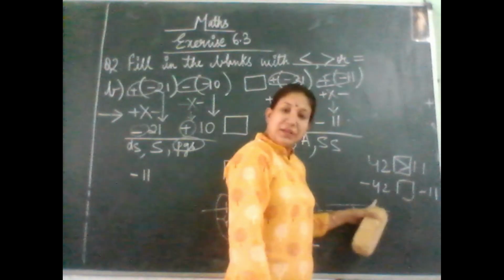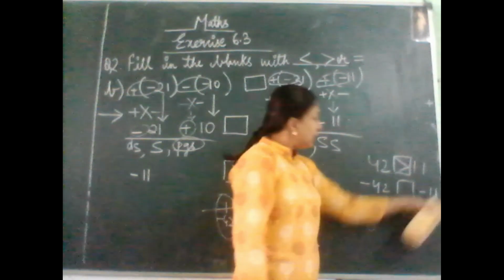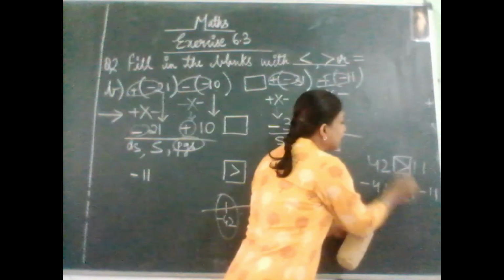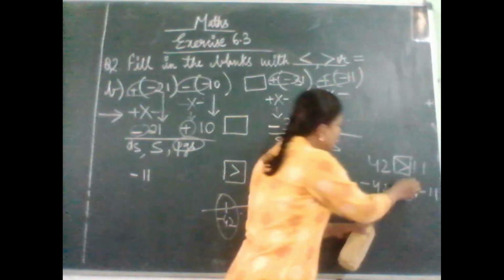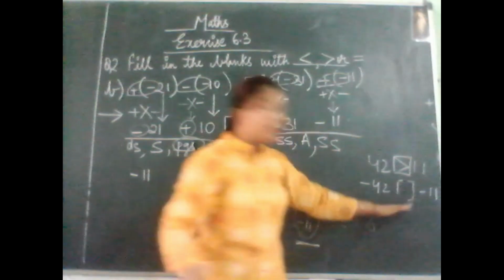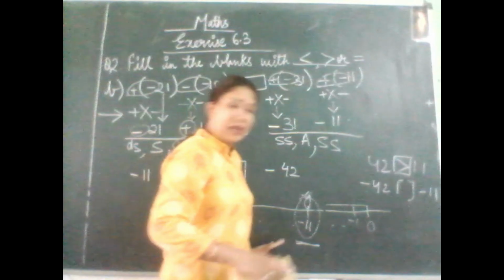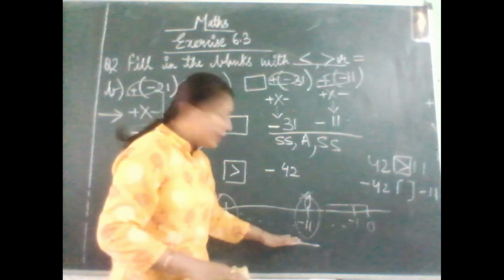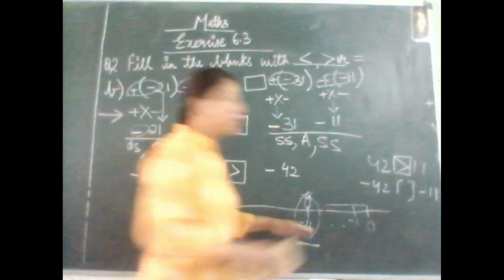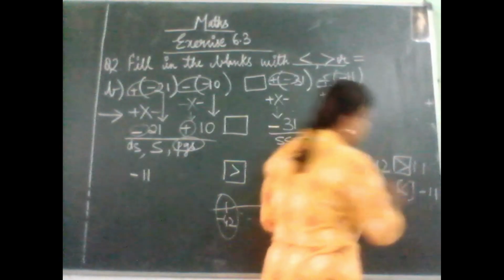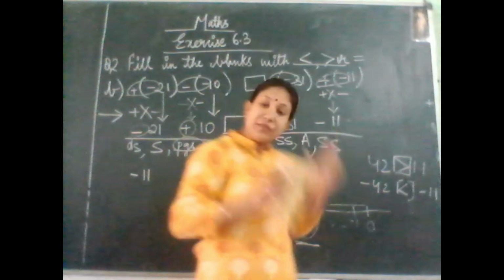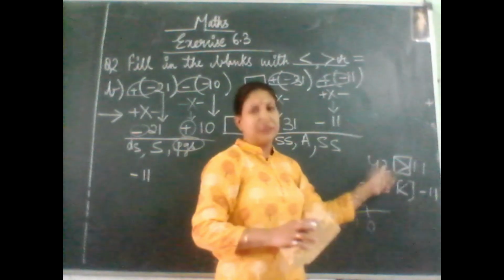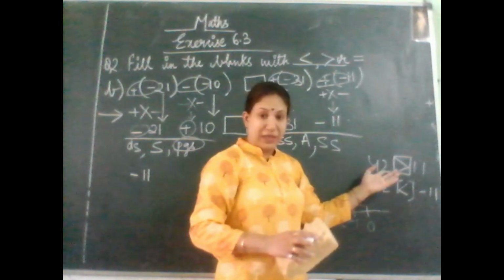Now see, minus 42 and minus 11. Here they are negative integers. So now can you say 42 is greater? No, this is wrong, because if you see it on the number line, minus 11 is near to 0. So from here we get one more conclusion, that for positive numbers, if you compare 42 and 11, 42 is greater. We have been doing this from primary classes.